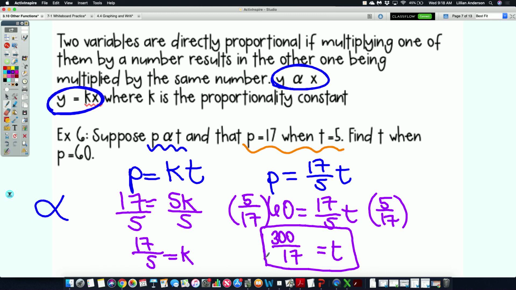So, in this particular example, where your independent variable was 5 and your dependent variable was 17, the number that you can multiply to your p's to get your t's was 17 over 5, and we used that to figure out the value of t. Questions? I did that a different way and I got the same answer. Okay. If it works every time, then we can use that.